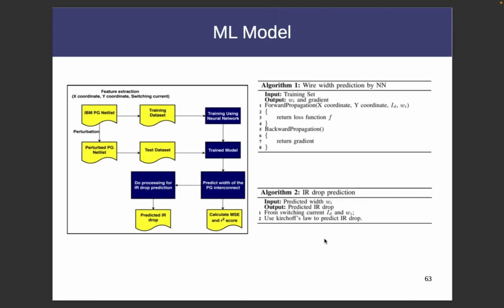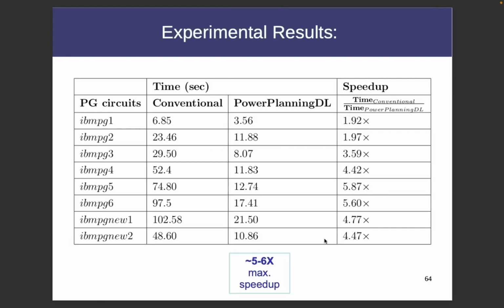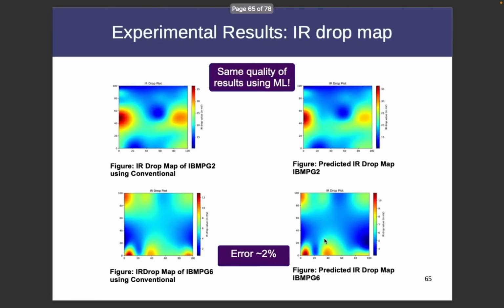When we compared our proposed machine learning approach with the conventional approach, we got around 5 to 6x speedup. That's how we can say that the machine learning approach can be useful for this prediction task. And if we look at the IR drop quality we get, it's almost similar, with around 2% error. So we can say that machine learning can be a good alternative for this kind of IR drop prediction or power grid width prediction task.